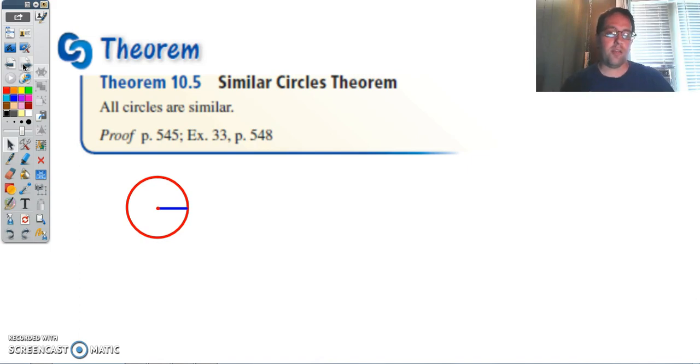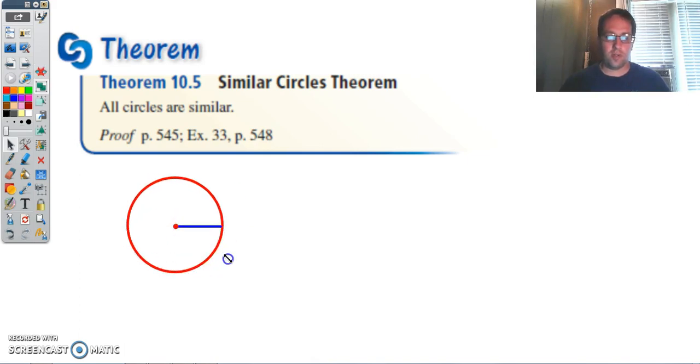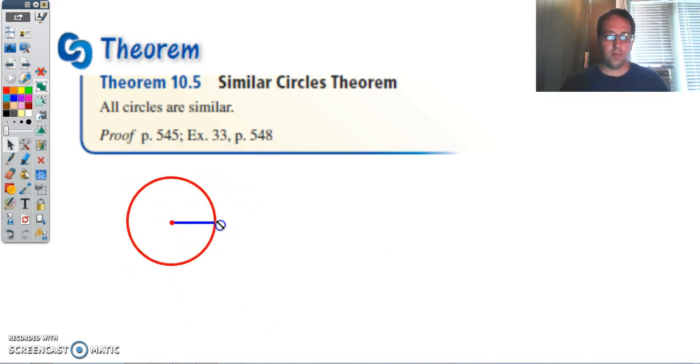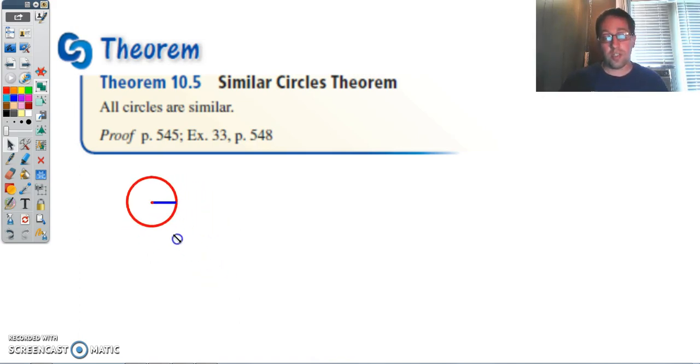All right, we got another theorem here. This is the similar circles theorem. All circles are similar. This circle is similar to this circle, which is similar to this circle, which is similar to that circle, right? If you remember from back in elementary school, you called similar was the same shape, different size. All circles are the same shape, and so they are all similar.